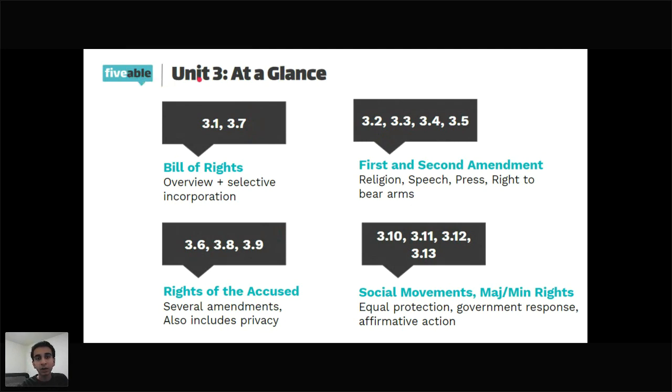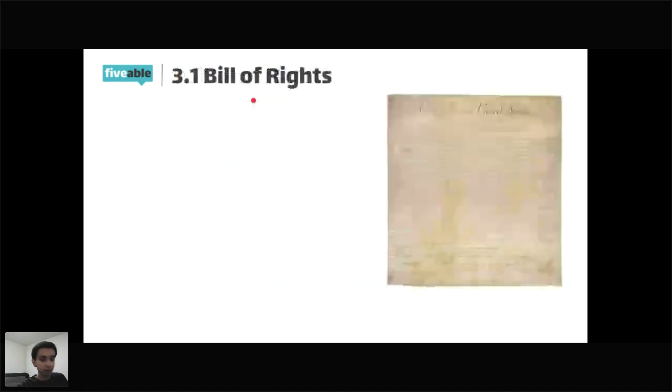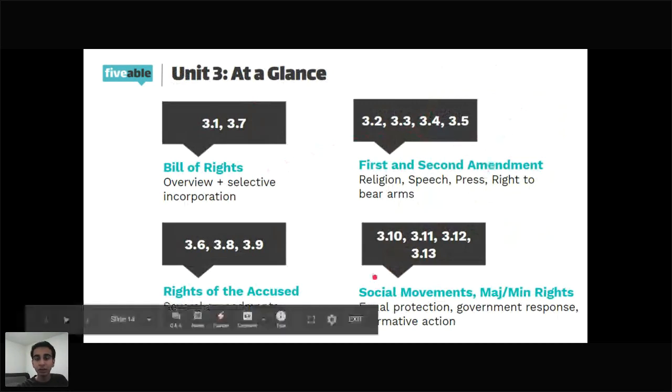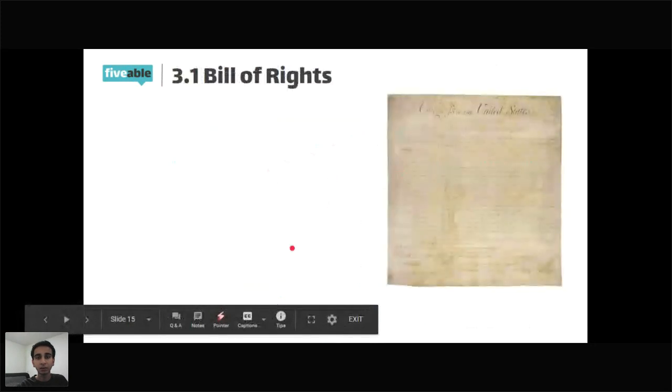So in terms of Unit 3, this is an overview of the standards. 3.1 and 3.7 go together. That's the Bill of Rights, and they're talking about selective incorporation. Then the next 4 standards are talking about the First and Second Amendment. 3 standards are talking about rights of the accused. And then this group of the last 4 is talking about social movements and then majority and minority rights. This is the stuff that's not as big or emphasized in this unit, but it's still important to know and get a framework for your AP exam.